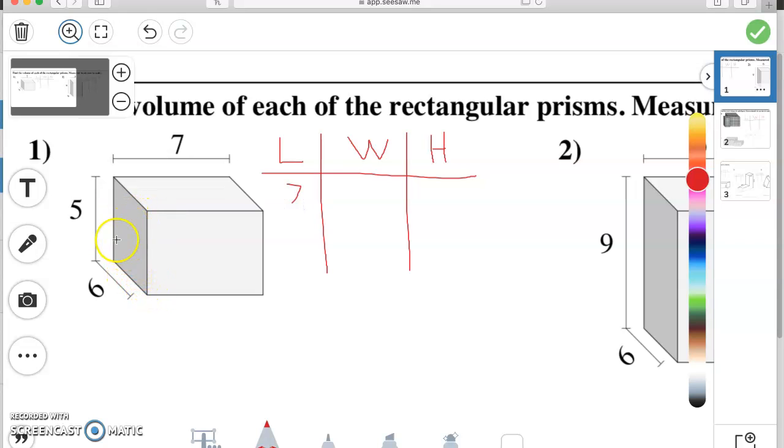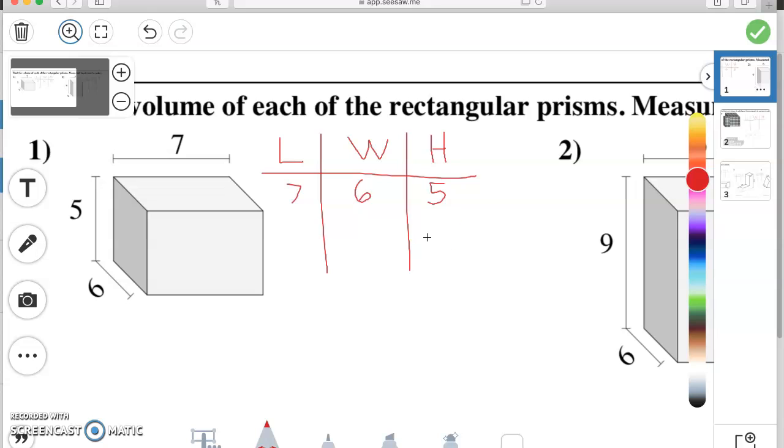The width is how far back that shape goes, what is the depth, and it looks like this one is labeled 6, so I'll put a 6 under the W. And then last, I'm going to figure out what's the height. In height, you think about how tall something is. It looks like this rectangular prism is 5 centimeters tall, so I'll put in a 5 for the height.